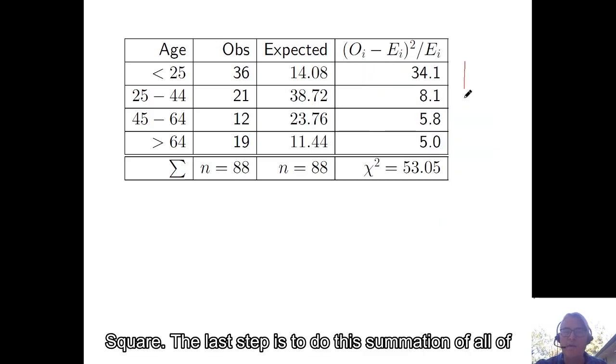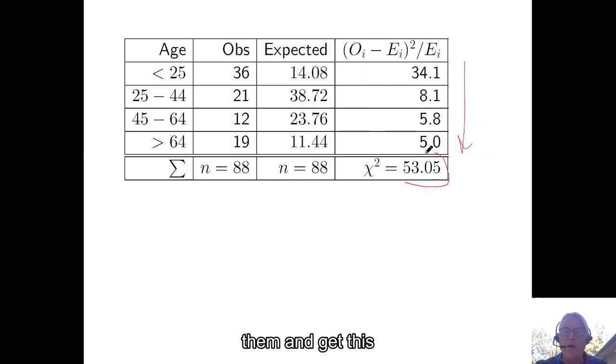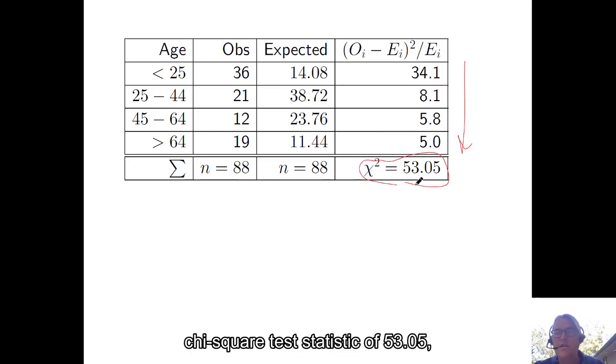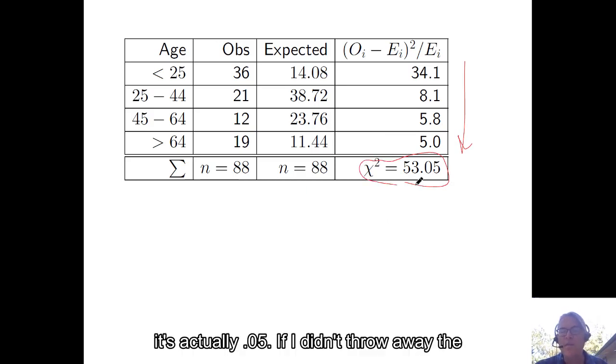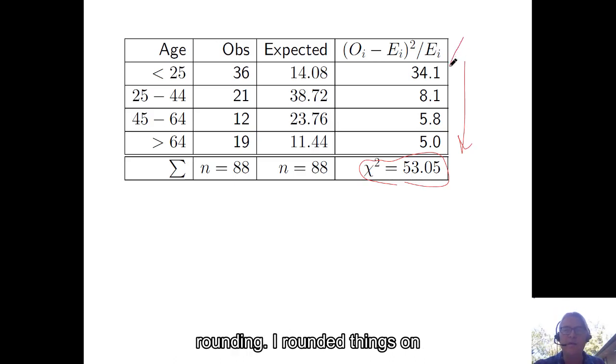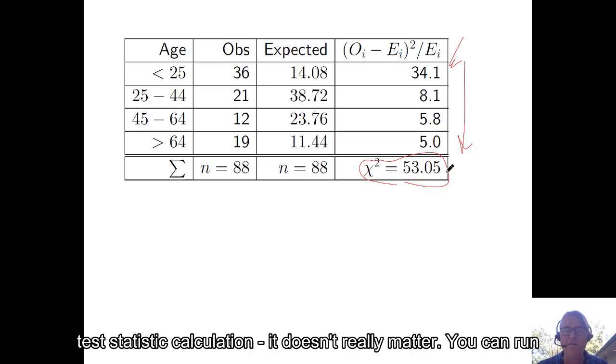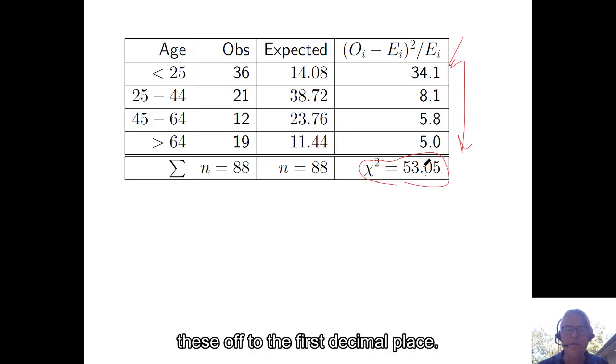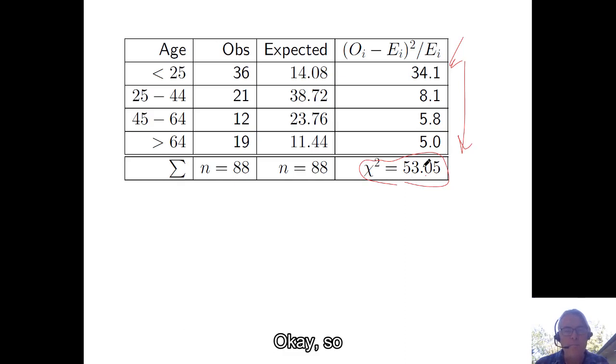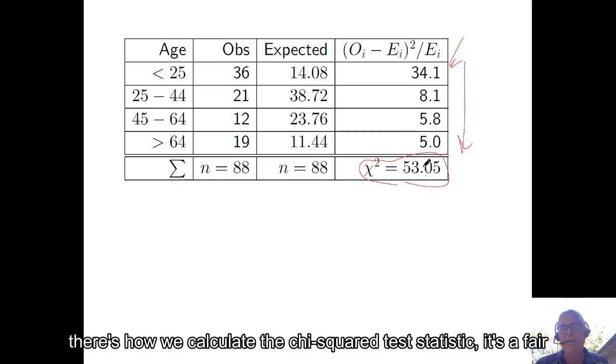The last step is to do the summation of all of them and get this chi-square test statistic of 53. It's actually 53.05 if I didn't throw away the rounding. I rounded things in the table, but I didn't when I did the test statistic calculation. Doesn't really matter. Rounding these off to the first decimal place is fine. Okay, so there's how we calculate the chi-square test statistic.